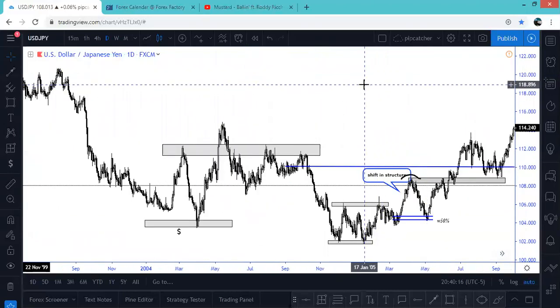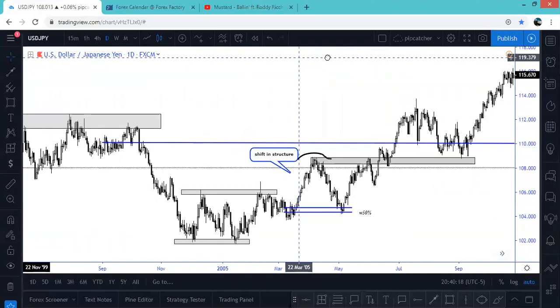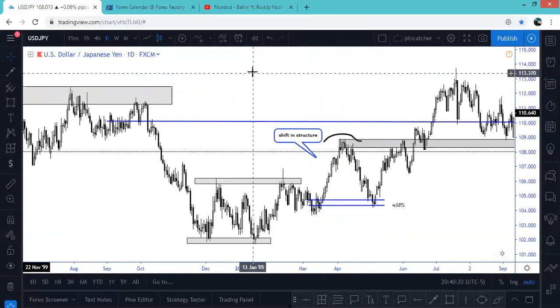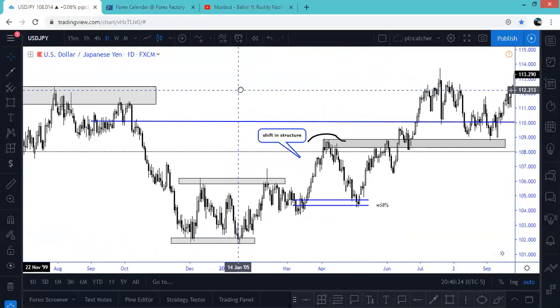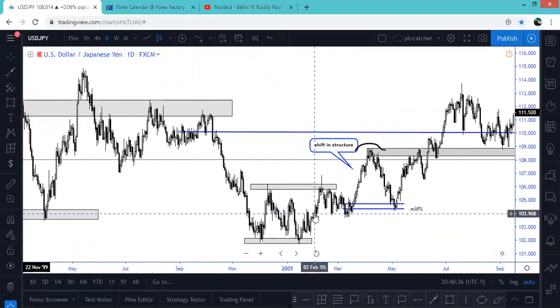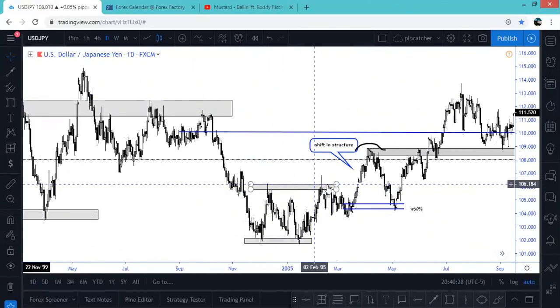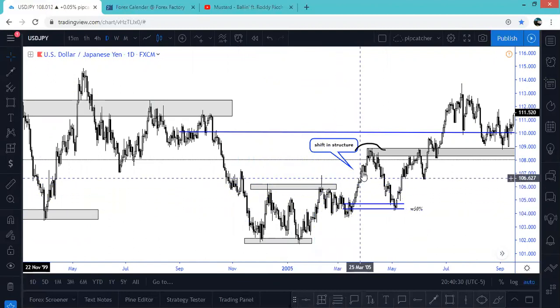Let's go down to the daily. Let's see what we can see. It's the same thing. If we recap what we just went over, equal highs, this gets broken.